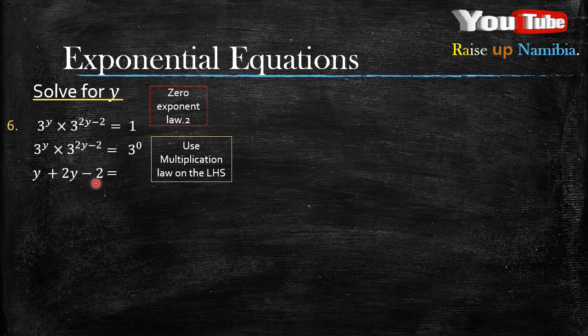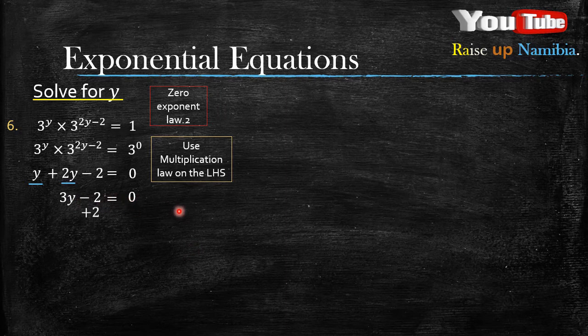Okay? Now, how about on the right hand side? The 0, which is the exponent, just comes down the same way it is. Now from here, notice that you have two like terms. So you add them. You say 1y plus 2y will give you 3y. The negative 2 comes down the same way it is, as well as the 0. Okay?